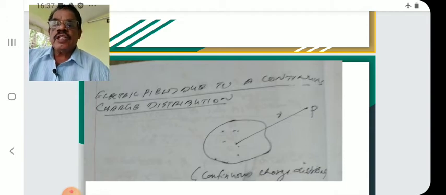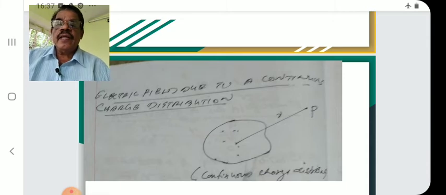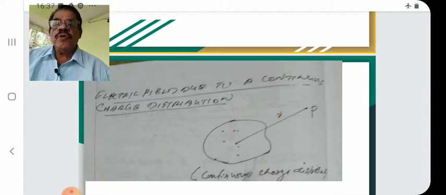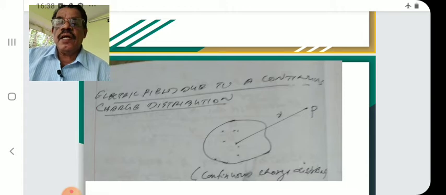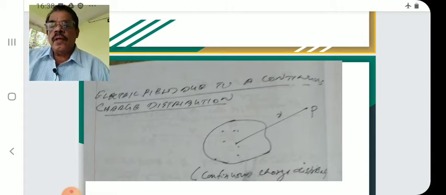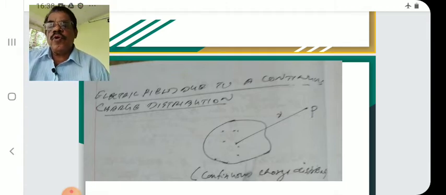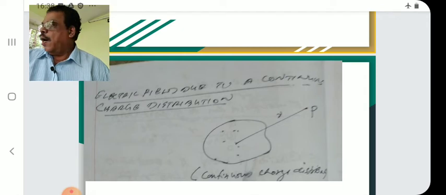A continuous distribution of charge consists of many number of electric charges distributed in a region, and we have to find the electrical intensity at a point P from the charges. And we can see that each charge will produce its own field at the point P. Let Q1 be the first charge, Q2 be the second charge, Q3 the third charge, etc. Qn the nth charge. The electric field due to a single charge, we know it is given by E is equal to 1 by 4 pi epsilon 0 Q by R square.